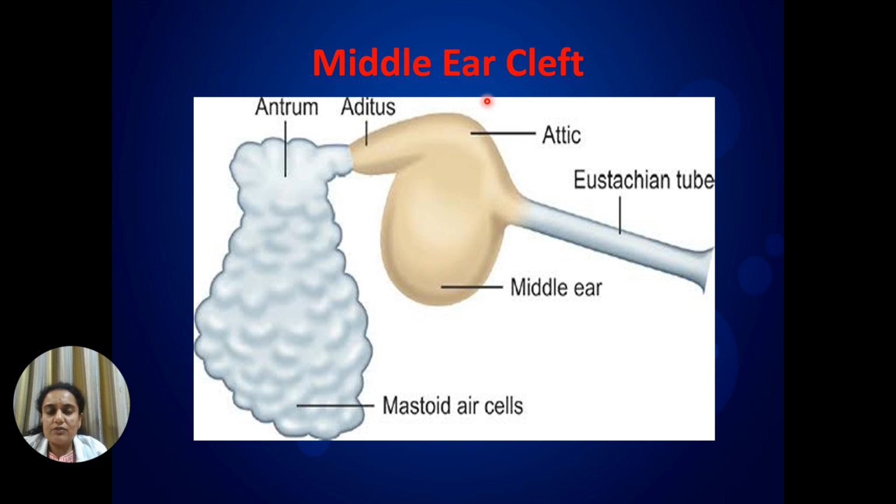So, the middle ear cleft includes the tympanic cavity or the middle ear cavity, the eustachian tube, the attic additus, and the mastoid antrum and the mastoid air cells.